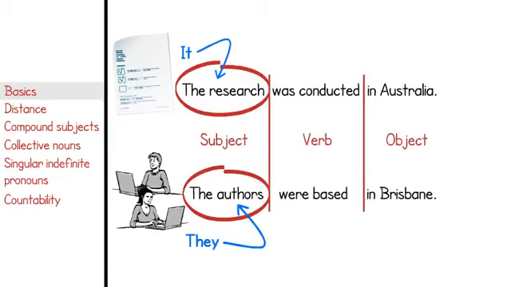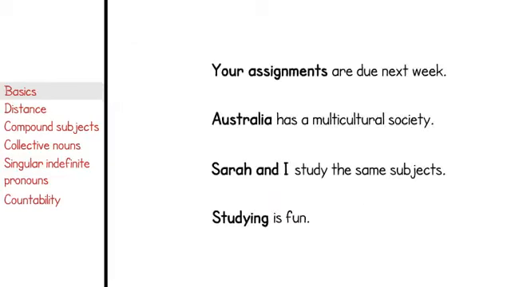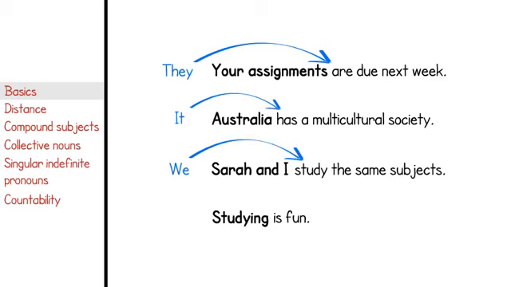Let's practice that. What pronouns could you use in the following sentences? For your assignments, we could use the pronoun they. For Australia, it. And for Sarah and I, we. In the last example, studying is a gerund. It looks like a verb, but it is working as a noun, and we can use the pronoun it. Did you get them right?